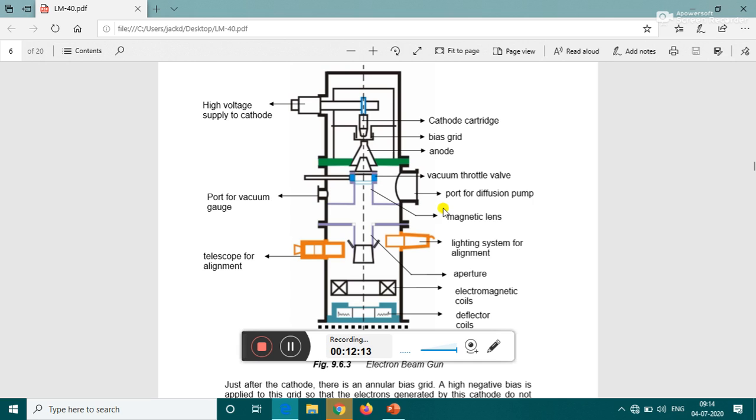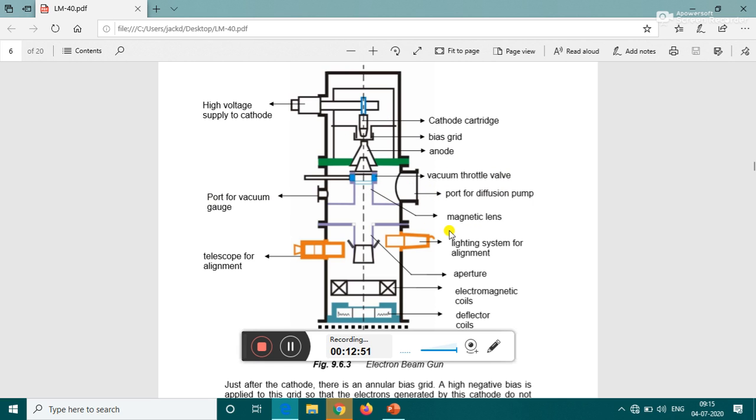So this is the explanation for the diagram of the electron beam gun, which is the most important part of the electron beam machinery. Once again, there is a high voltage supply to the cathode, and using that energy, the heating of the filament occurs, and thermionic emission of electrons occurs. Then you have a cathode which is negatively biased, then the bias grid again negatively biased, then you have the anode which is positively charged, then the vacuum throttle valve, the port for the diffusion pump, and the vacuum gauge to ensure the vacuum.